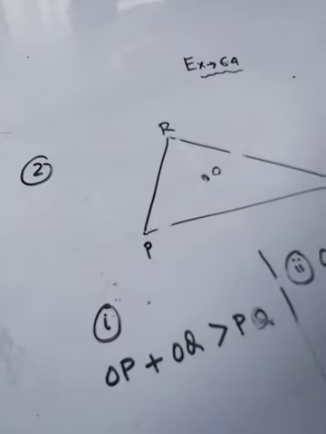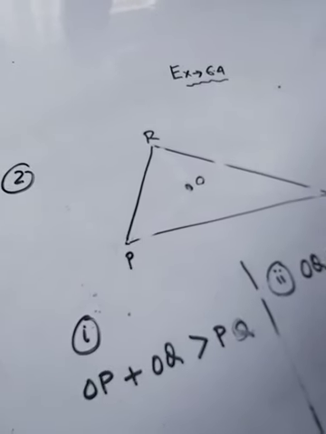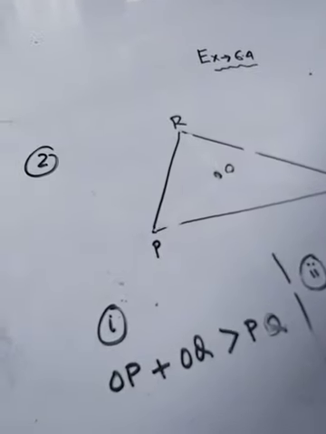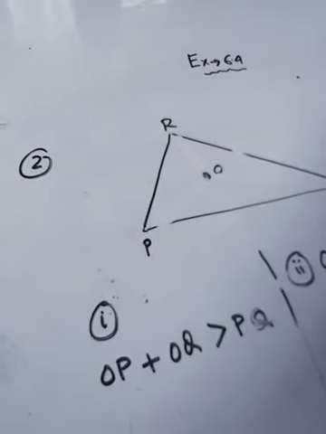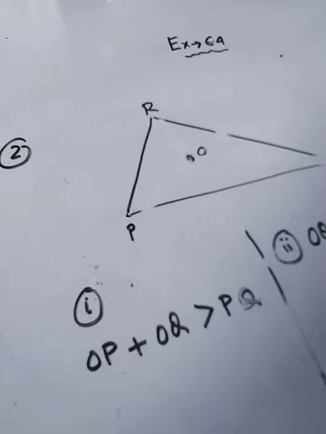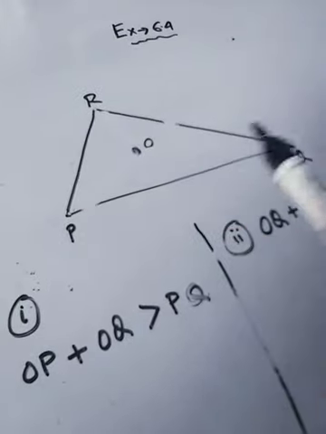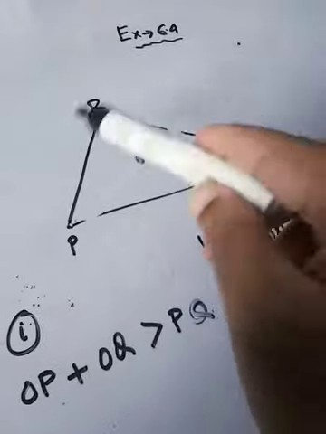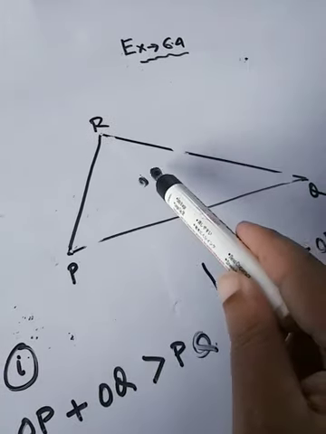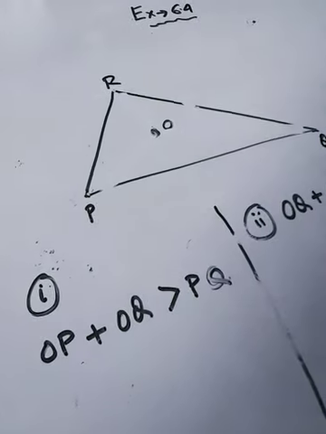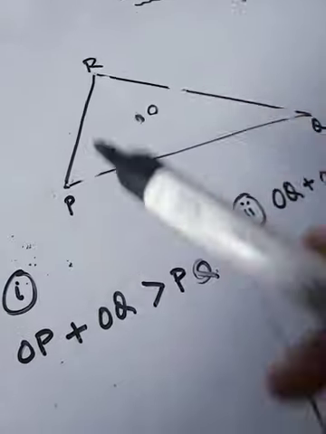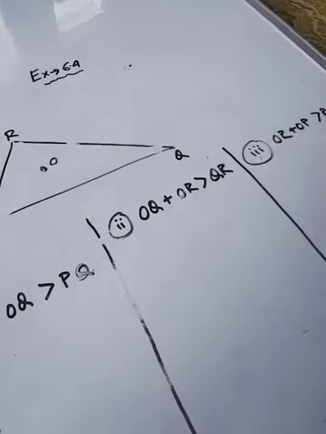Hello students, today we'll continue with exercise 6.4 and in this session we'll understand question number 2 and question number 3. Now in question number 2, one figure is given, triangle RPQ, and inside this triangle one point is given which represents O. Now related to this figure they have asked 3 questions.